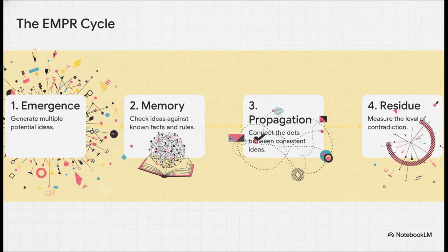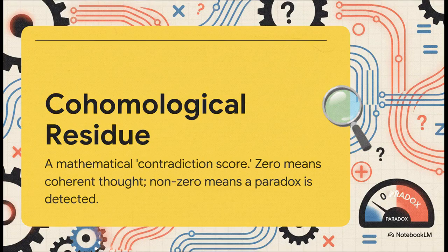And then, the final and most important step, residue. It actually measures how much contradiction is left over in its reasoning. This residue, this is the secret sauce. It's a really clever mathematical concept borrowed from the study of shapes, of all things. And it's used to create a contradiction score. You can just think of it as an incoherence meter.